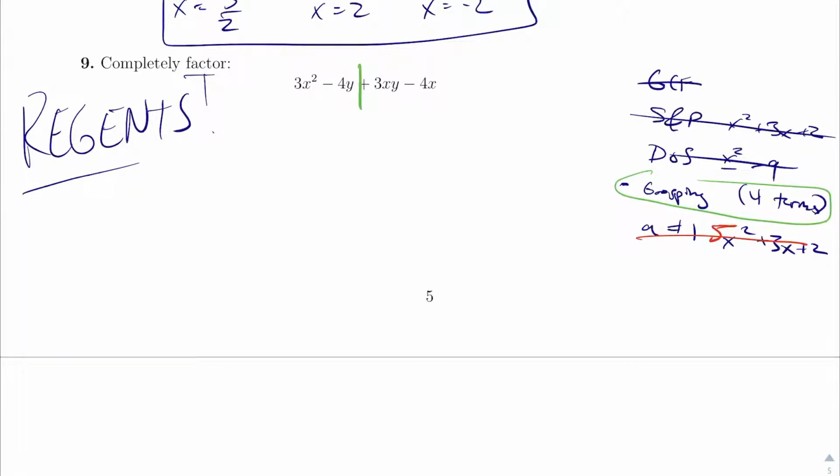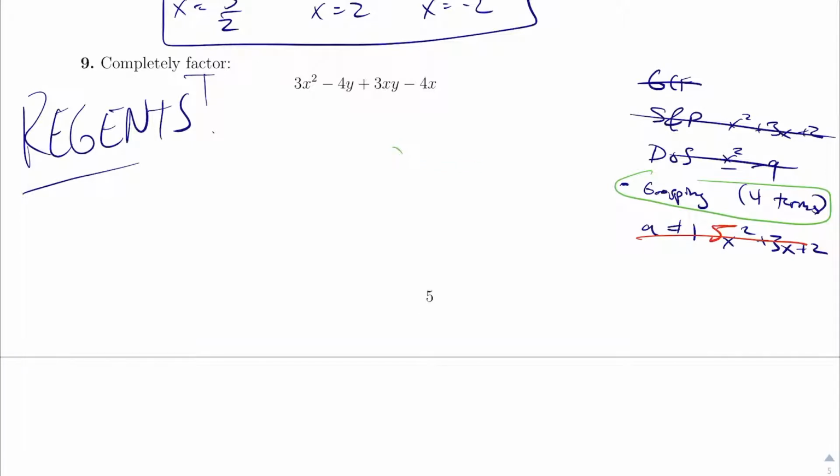So we split it into 2 groups, and we look at this group, and this group shares nothing in common. And this group shares an x in common. So let's see, we get 3x squared minus 4y. I guess maybe the biggest thing we could have factored out was a 1. And then over here, we factor out the x, and we get 3y minus 4. And these are similar, but they're not identical. So this cannot be a factoring by grouping problem in the way that it's arranged right now.